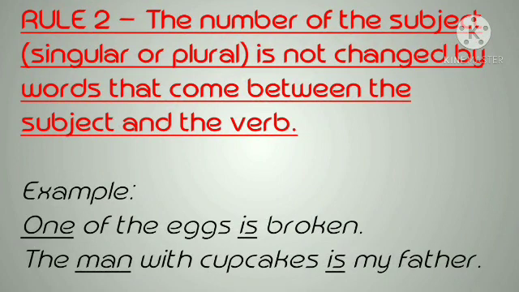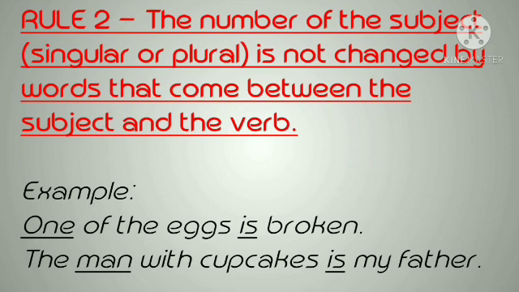Rule number 2. The number of the subject, singular or plural, is not changed by words that come between the subject and the verb. Example, one of the eggs is broken. So the phrase of the eggs here is not really the main focus or the main subject, but the main subject is one, and one should complement with is.